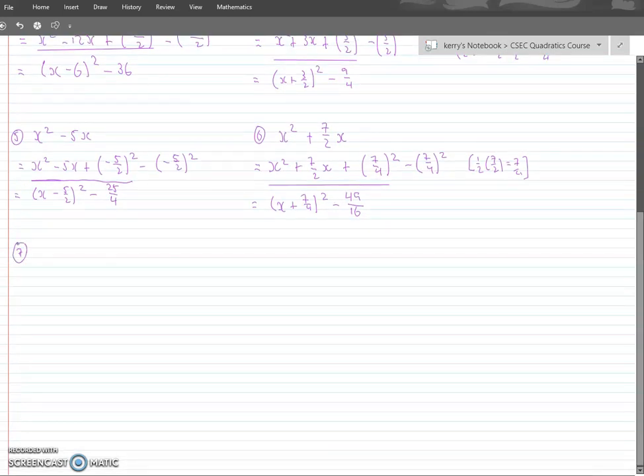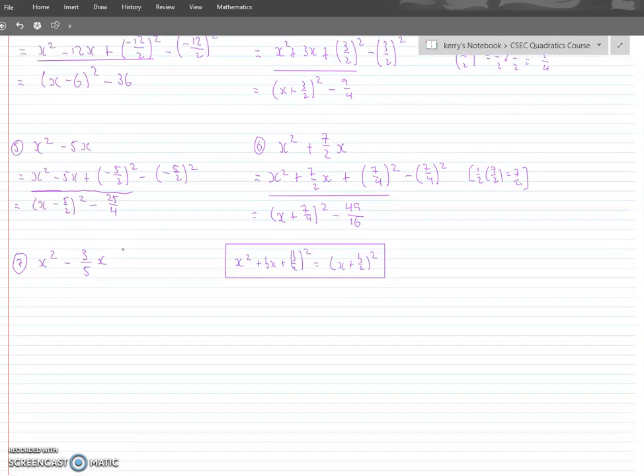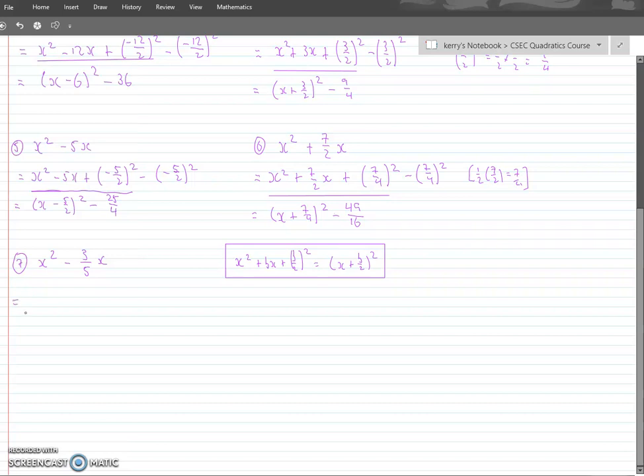It looks like I have time to do one more odd one like this. Let's go with x squared minus 3 over 5x. We want to complete the square on this. Pause the video to rewrite this formula here. So let's see what this is looking like. x squared, good. We have bx, b in this case is minus 3 over 5.